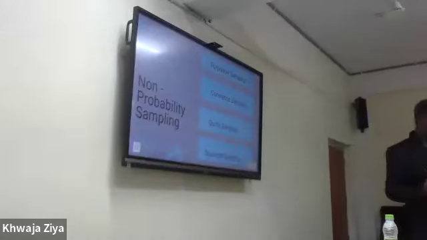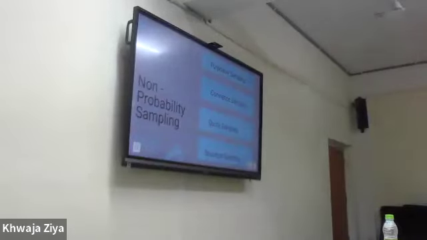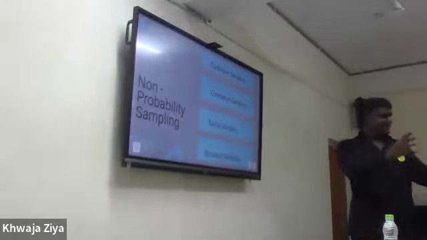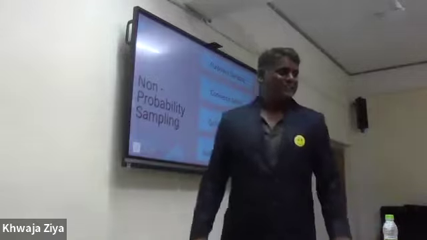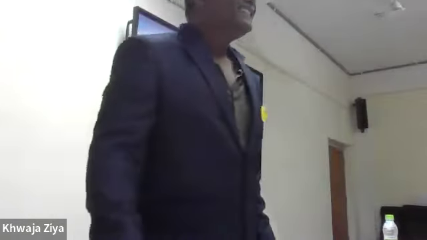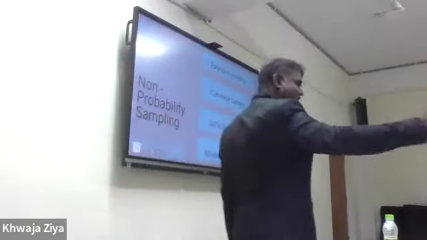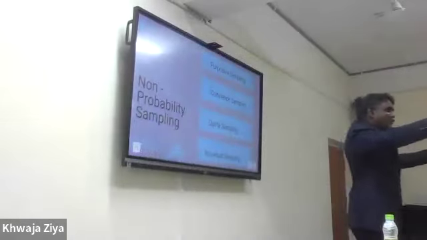The fourth one is snowball. Does anybody know snowball, how it goes? Basically, a ball rolls down the hill and it collects all the points along the way.